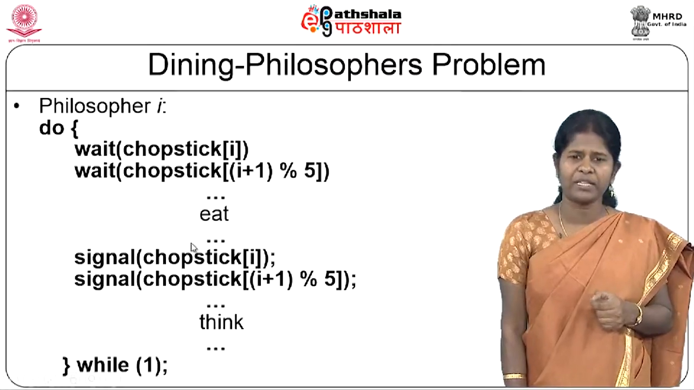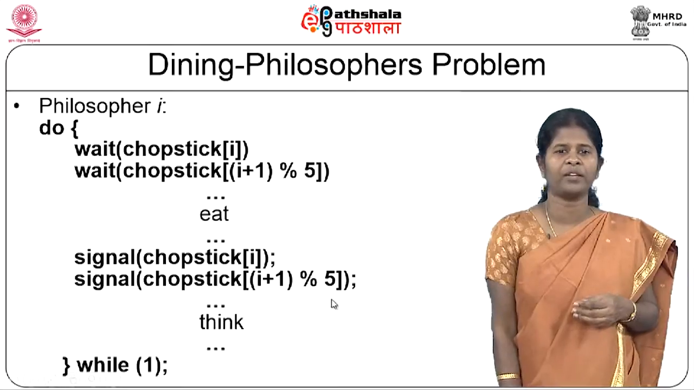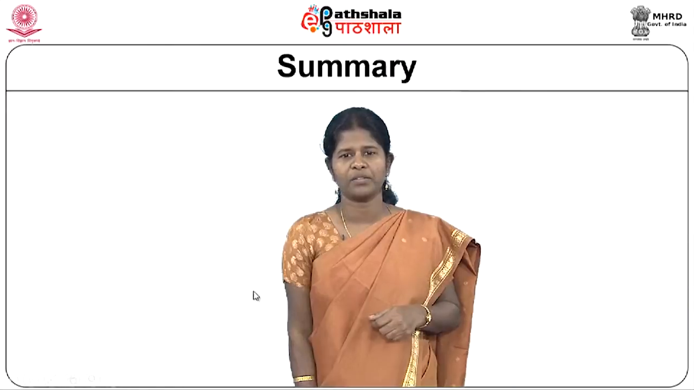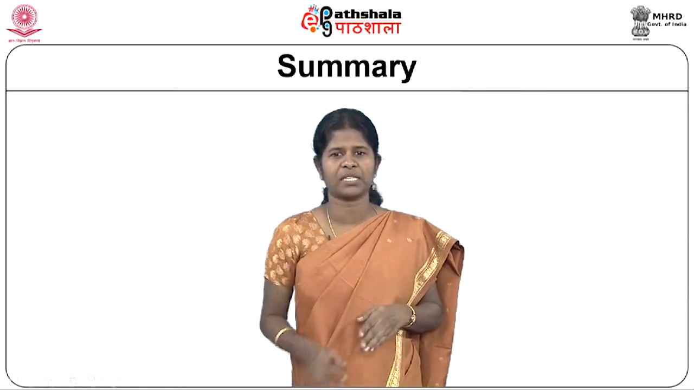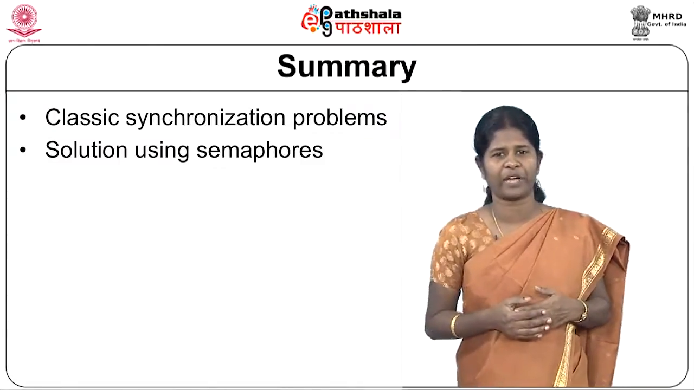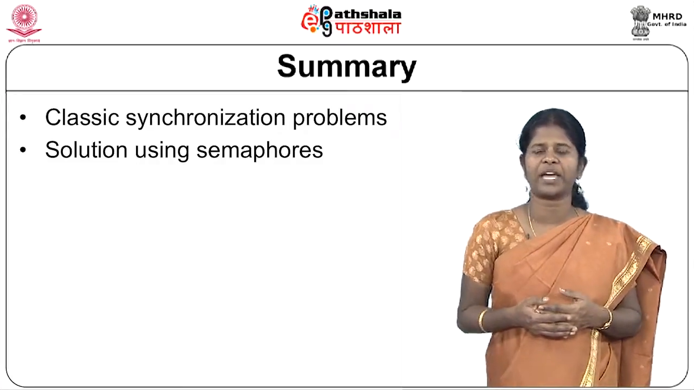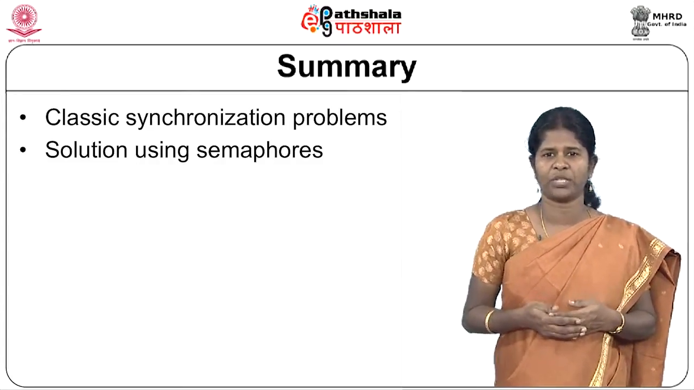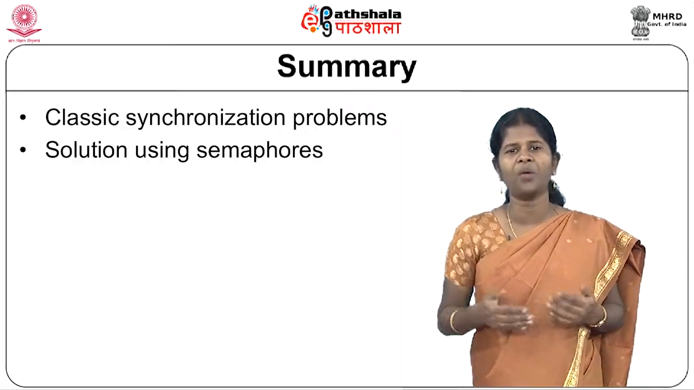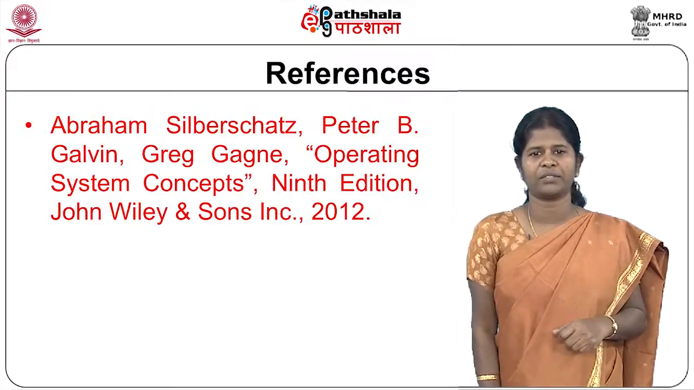But this situation can be solved by many other solutions. Many other solutions are given in literature. So with this I conclude this day's topic. The summary is, we have seen a number of classical synchronization problems like the bounded buffer problem, the readers-writers problem, and the Dining-Philosophers problem, and we saw how solutions to these problems are given using semaphores.